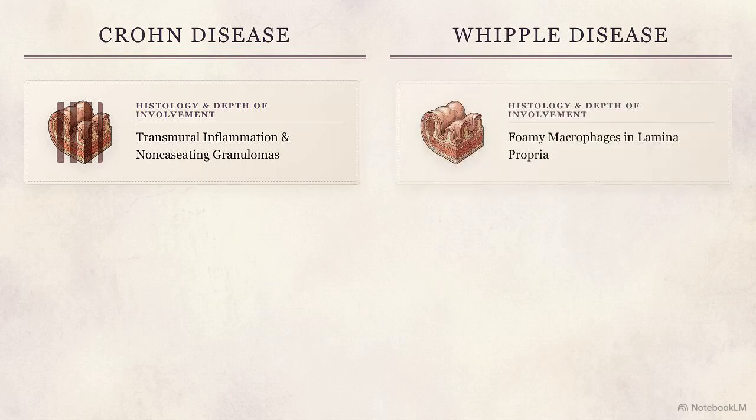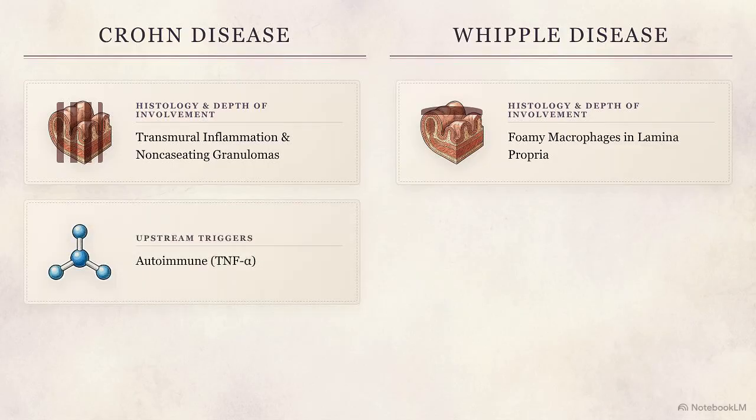Whipple disease is far more superficial. The defining feature here is the presence of foamy macrophages confined strictly to the lamina propria. The triggers driving these cellular changes are entirely different. Crohn is driven by an autoimmune TNF-alpha-mediated macrophage response.